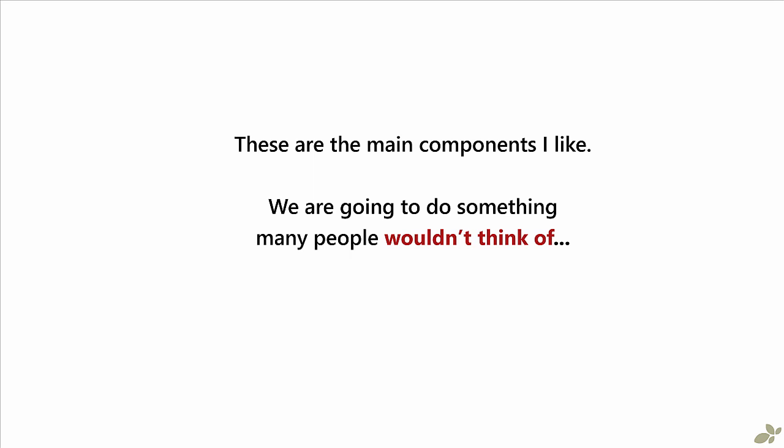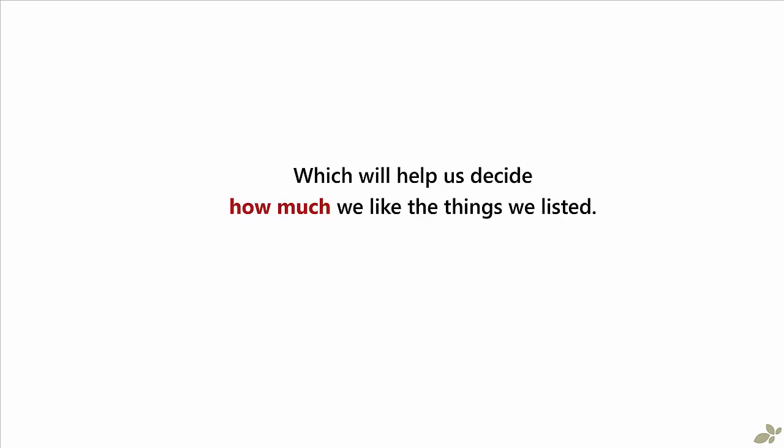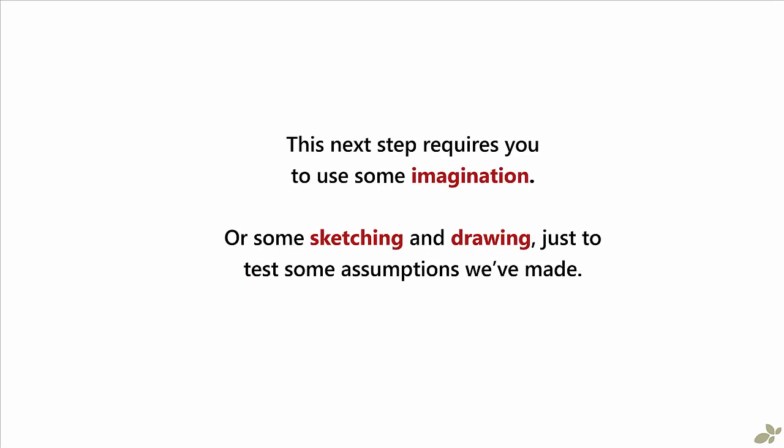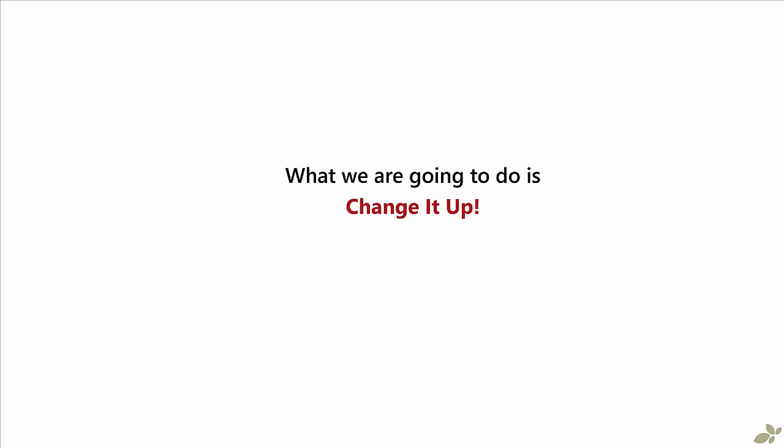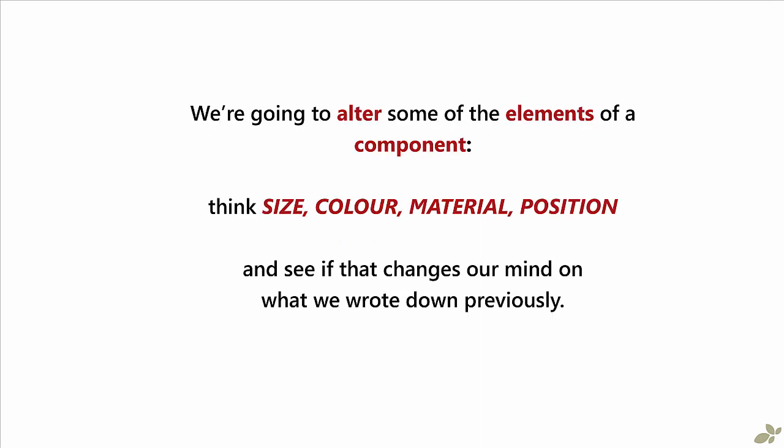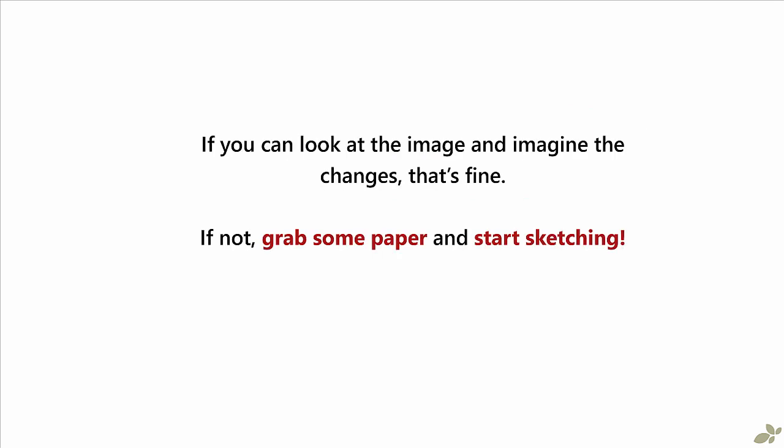Now we're going to do something many people wouldn't think of, which will help us decide how much I like the things I listed. This next step requires you to use your imagination, or better yet, a little bit of sketching and drawing, just to test some of those assumptions we've made. What we're going to do is change it up. We're going to alter some of the elements of a component, think size, colour, material, position, and see if it changes our mind on what we wrote down previously. If you can look at the image and imagine the changes, that's fine.